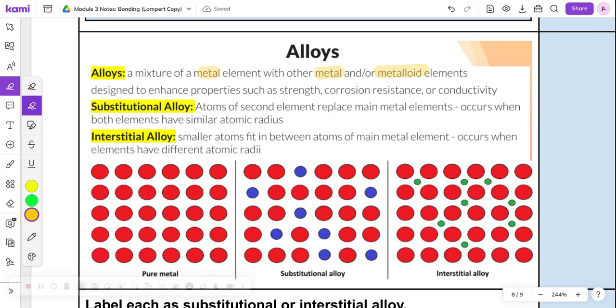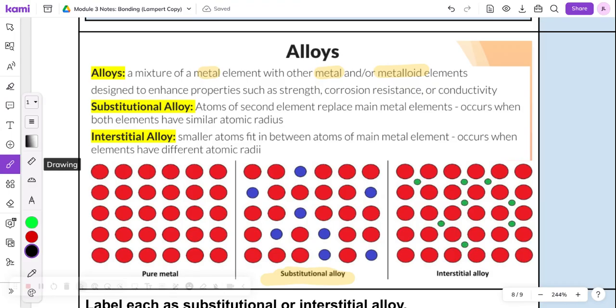In a substitutional alloy, which is what's pictured in the middle here, the alloy has atoms or second elements put in that have a similar atomic radius. Notice that in the pure metal, it's all red. But in the substitutional alloy, we have red dots and blue dots of a similar size. All that happened is in this third spot, we got rid of this red atom and replaced it with a blue one. Because they're a similar atomic radius, it just takes its spot.